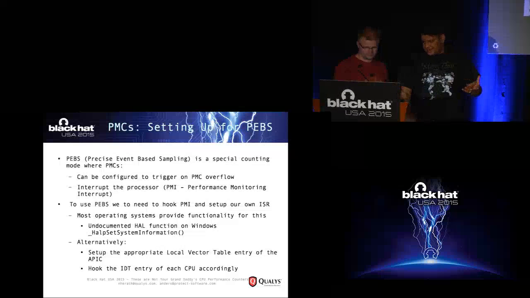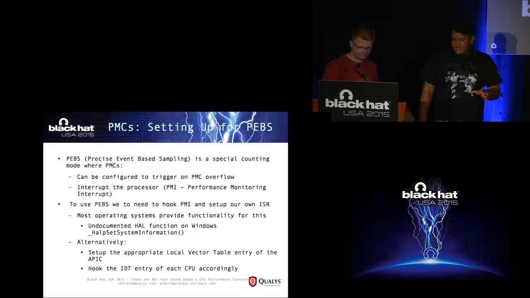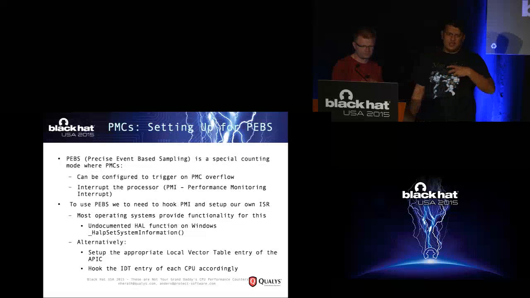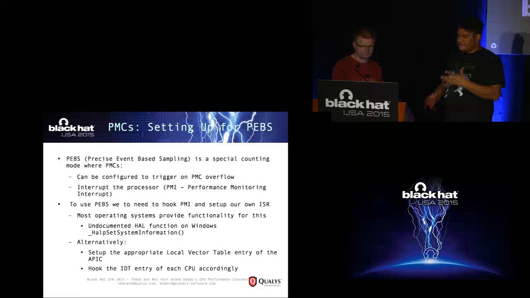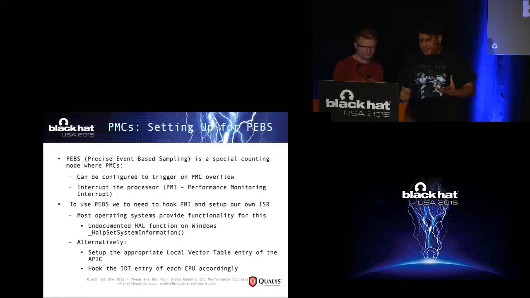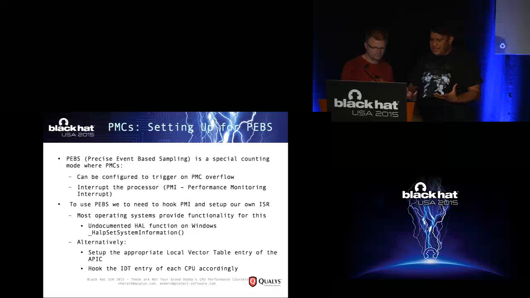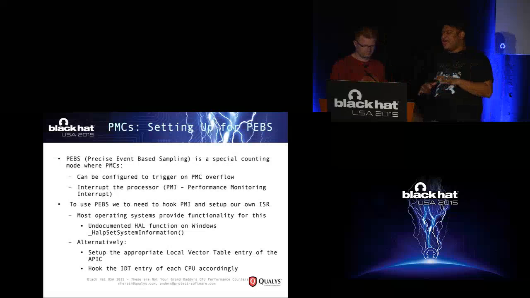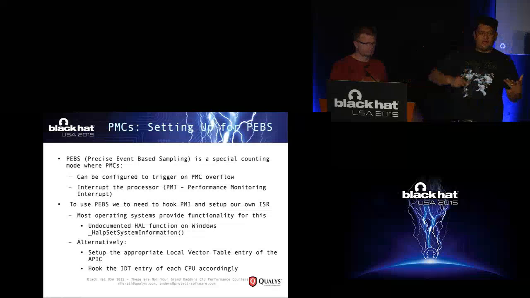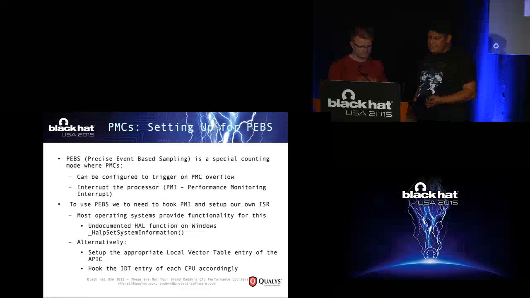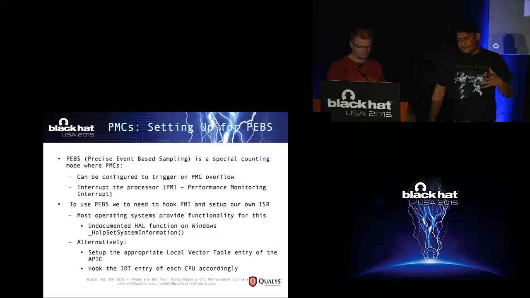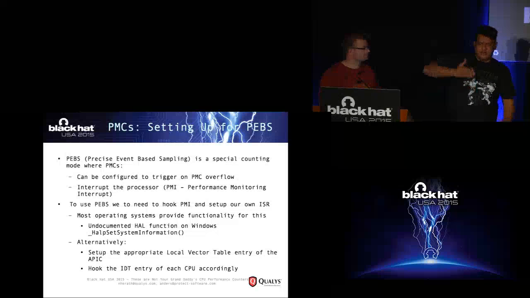So basically, that's the performance monitoring interrupt. To use the PEBS, we have to hook the PMI interrupt and set up our own ISR, interrupt service routine. Most operating systems will provide you the functionality to set up your own ISR. In Windows, there's an undocumented HAL function that can be used to set up the ISR for PEBS. And if you wanted to do it bare metal, you can set up the appropriate local vector table entry in the APIC and hook the IDT entry for what you have set up in the APIC already.